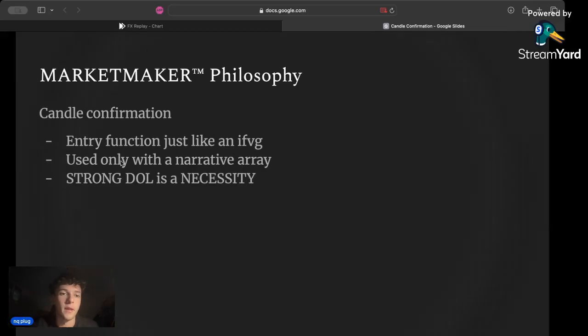All right, so this can be used just like any other entry function, similar to an IFG, right? There has to be a narrative array that you're using, and it's not just like you see two nice candles and you're going to take a trade. No, it doesn't work like that. You have to watch my first video, and you'll see that's one of the entry functions that I used. So again, it can only be used with a narrative array, and a strong draw on liquidity is a necessity. If you do not have a strong draw on liquidity and you're targeting some bullshit, this is not going to work. So I have a few examples pulled up, so let's get into it.